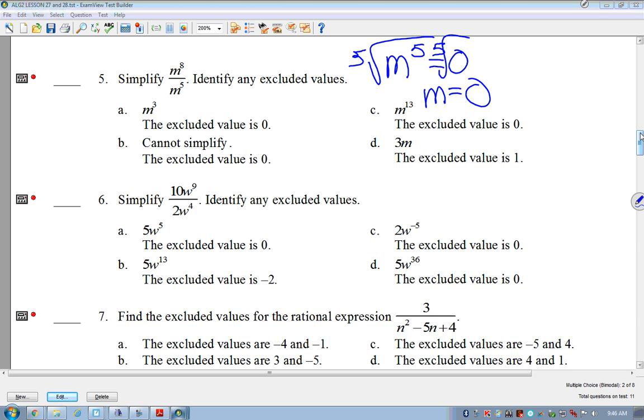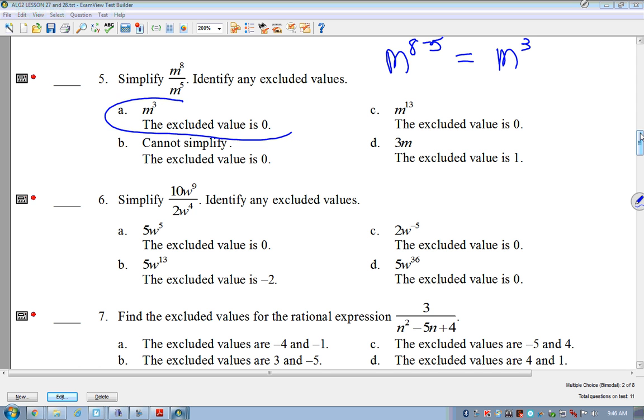So we see that actually show up for 3 of them. We know 0 is an excluded value. Now we want to simplify it. So what do I have there? 8 minus 5. So we'd have m to the 8 minus 5. What's that going to be equal to? m cubed. So we want m cubed with an excluded value of 0.